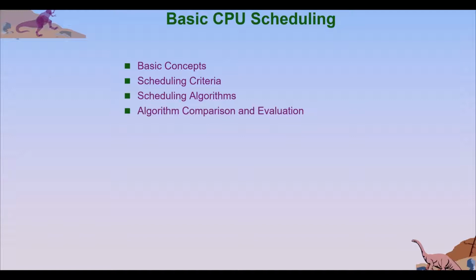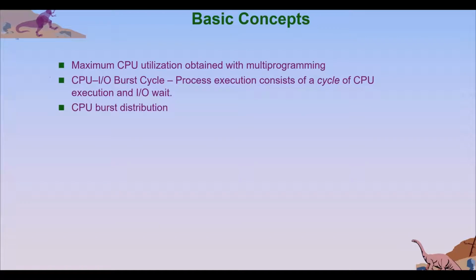Now on CPU scheduling, we will be dealing with the basic concepts, the scheduling criteria, and the scheduling algorithms. After that, we are going to evaluate and compare the six basic CPU scheduling algorithms. Now for the basic concepts of CPU scheduling, our target here is to maximize the CPU utilization. We have to keep the CPU as busy as possible.